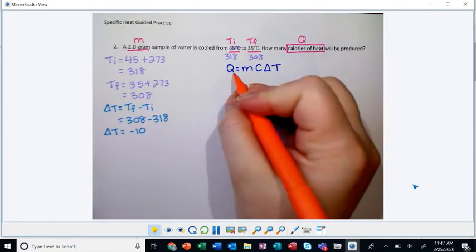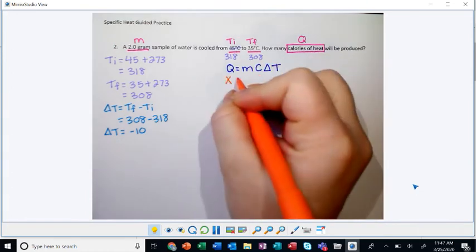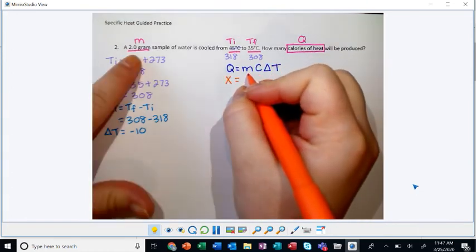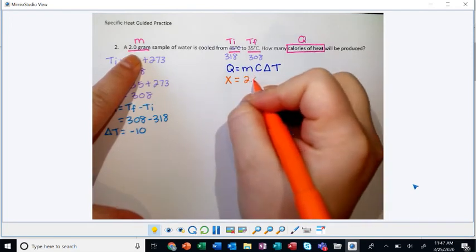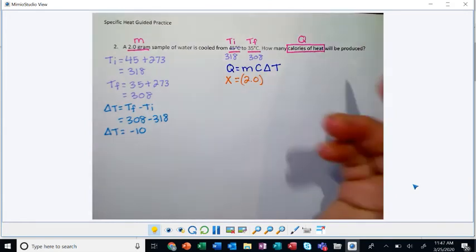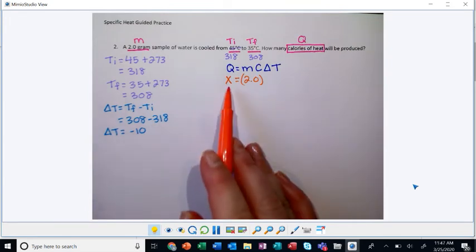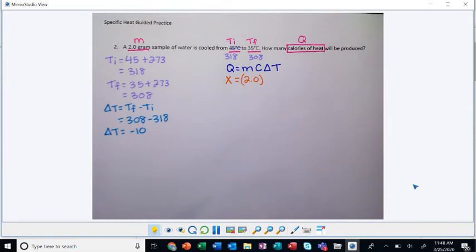So I want to know how many calories, that's my Q. So this is what I'm looking for. That was what my box was, equals my mass. So my M is 2.0. My C, which stands for specific heat. Now, if you notice, we do not have anything labeled C up here, but we cannot put X because we already have an X. So if you remember during the lesson, I told you that the specific heat is unique to each substance. So not water, each substance that you have.